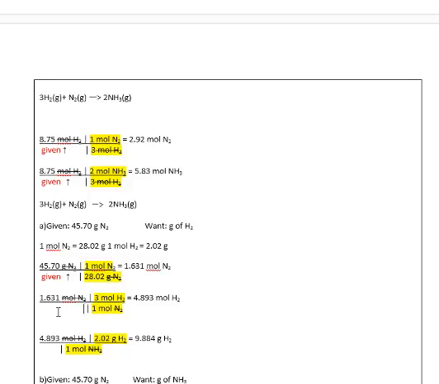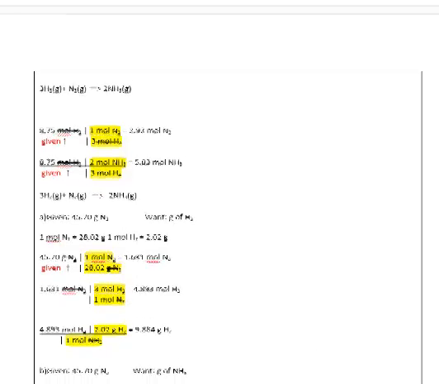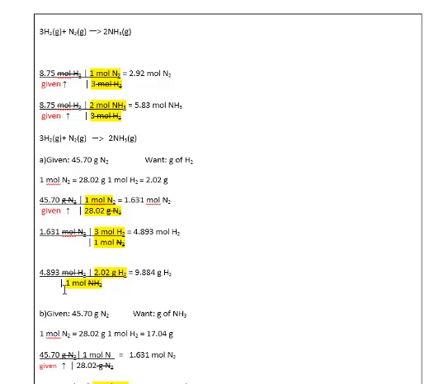Okay, these lines here have to line up. 1.631 moles of nitrogen multiplied by 3 moles of hydrogen divided by 1 mole of nitrogen equals 4.893 moles of hydrogen. Okay, again, these have to line up.